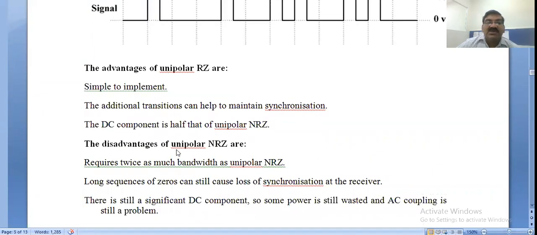So the disadvantage of this unipolar RZ: it requires twice as much bandwidth as unipolar NRZ. Here it will come back to 0, so the bandwidth for RZ, return to 0, will be higher, the frequency is higher. The long sequence of zeros can still cause loss of synchronization in the receiver. I'm comparing with respect to NRZ, non-return to 0.